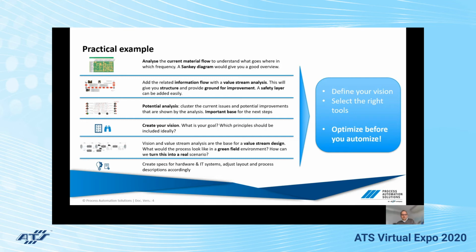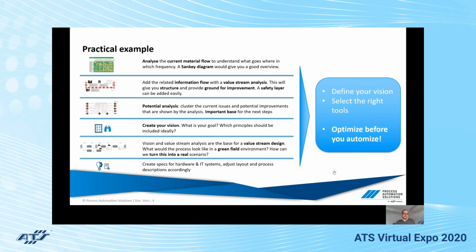And then in a second step, having done this, we would think about how turning this into a real life scenario. So how could it become real? And all of this would be then the input for creating specifications for hardware and IT systems. And this would be the input to adjust the layout and the process descriptions accordingly.